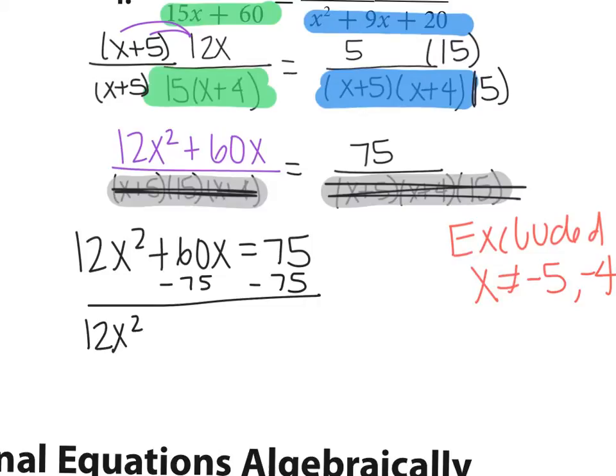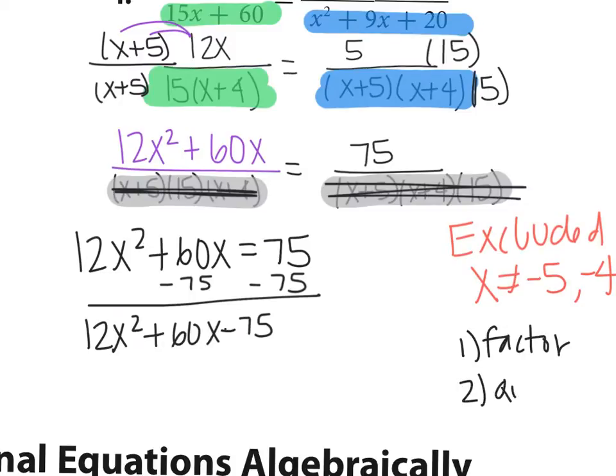In order to solve, I'm going to have to do one of two things. Option 1 is I'm going to have to factor, and option 2 is I'm going to use the quadratic formula. So, since these are rather large numbers, 12, 60, and 75, factoring is really not going to be a good choice for us. So the quadratic formula would be our best option.